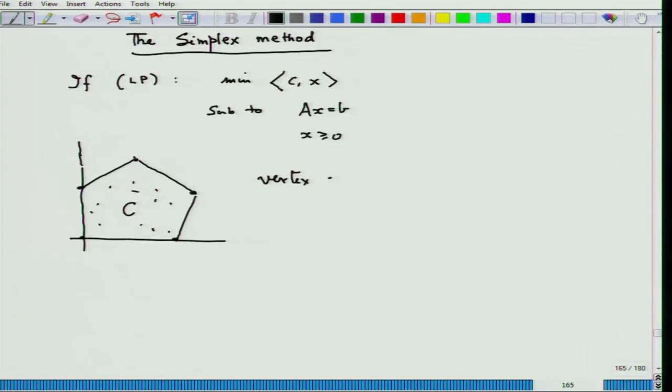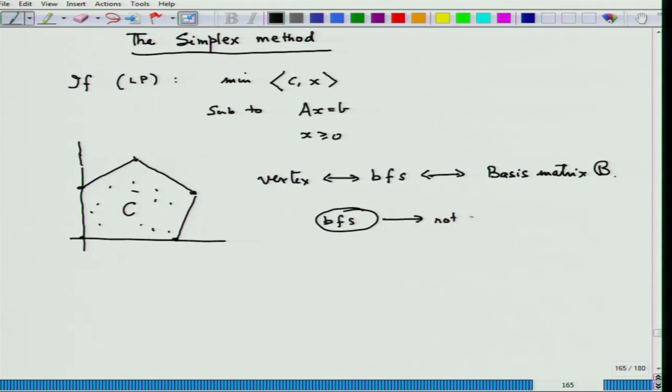We have to understand that every vertex corresponds to a BFS, basic feasible solution, and every basic feasible solution corresponds to some basis matrix B, which is an m cross m matrix of rank m. Now, this is very, very fundamental. So, if my current BFS is not optimal, then I have to move to a new BFS.